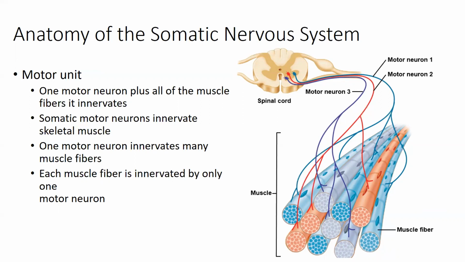And I know we haven't looked at the anatomy of muscle yet, but many muscle fibers make up a muscle. We're going to get to that when we look at muscle physiology. Now, contrasting that, when we look at a single muscle fiber, if you take just one of these, it can only be innervated by one motor neuron. So one neuron, many fibers; one fiber can only be innervated by one neuron.